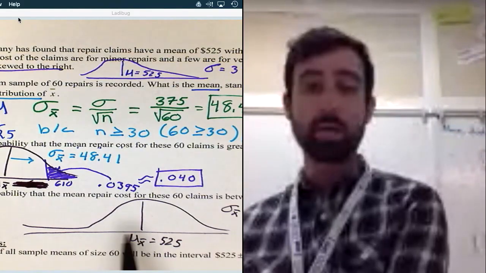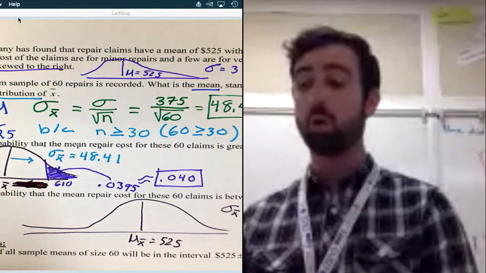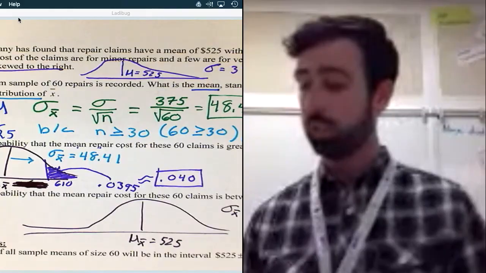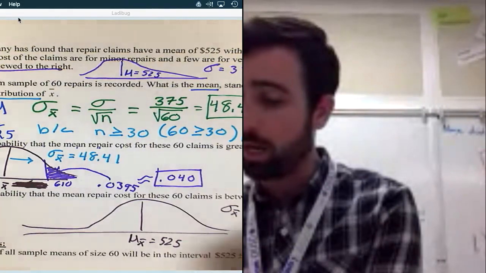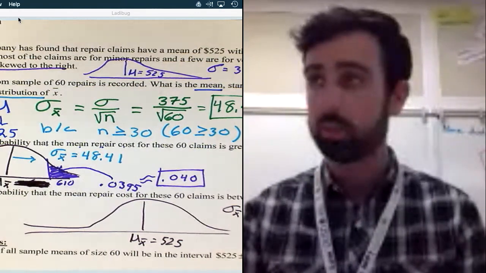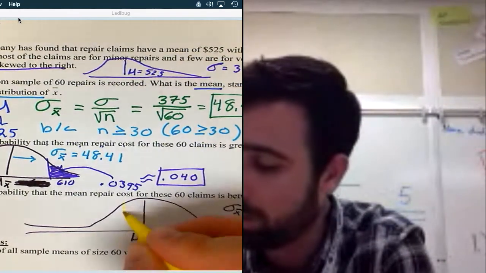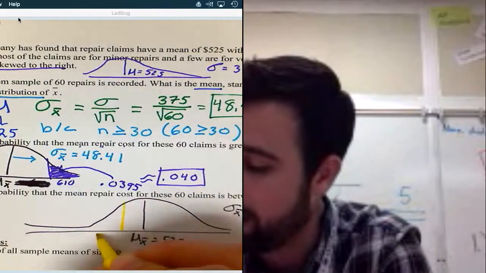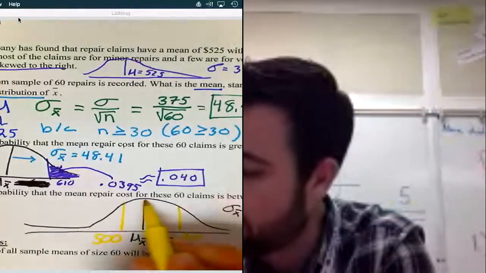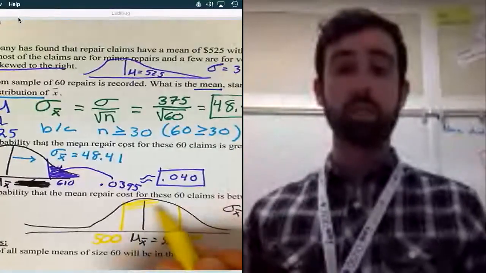The only way we can make this calculation is if we have a normal distribution, and we know that our population distribution is not normal. So, 48.41, we want to know what's the probability that my claim is between, sort of, 500 and 600. So we want all this area, that's between 500 and 600.